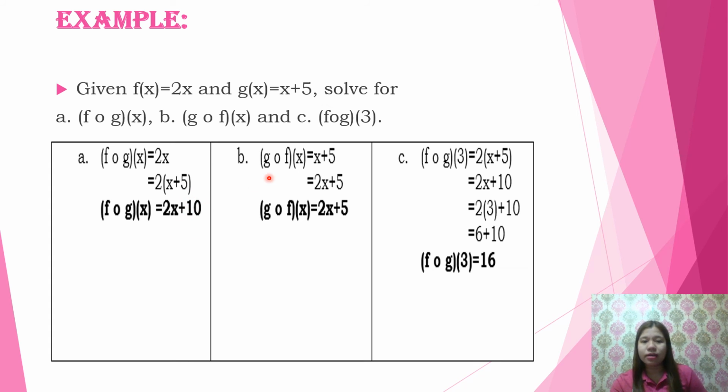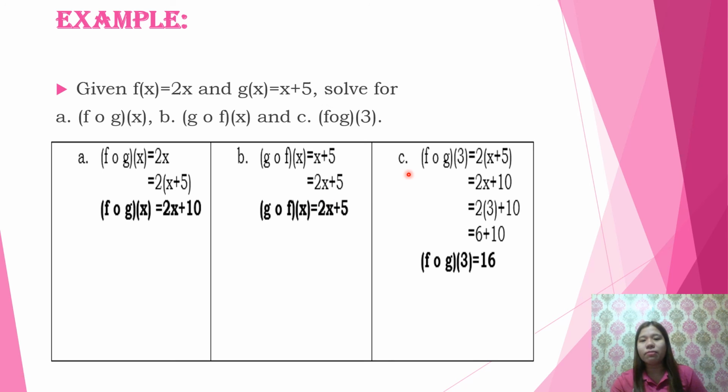For letter B, that is g of f of x. So, write the equation of g of x, which is x plus 5. Yung x dito, papalitan ng 2x. So, we have 2x plus 5. This is the final answer. Wala naman na i-combine.